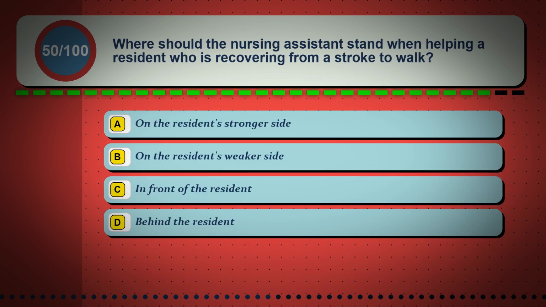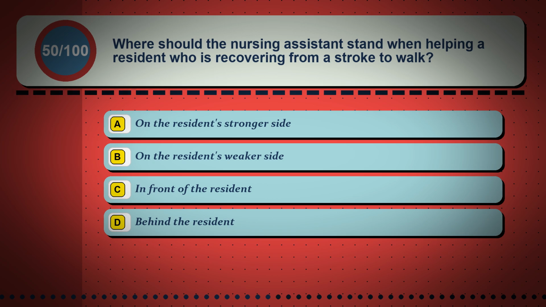Question 50. Where should the nursing assistant stand when helping a resident who is recovering from a stroke to walk? Option A, on the resident's stronger side. Option B, on the resident's weaker side. Option C, in front of the resident. Option D, behind the resident.